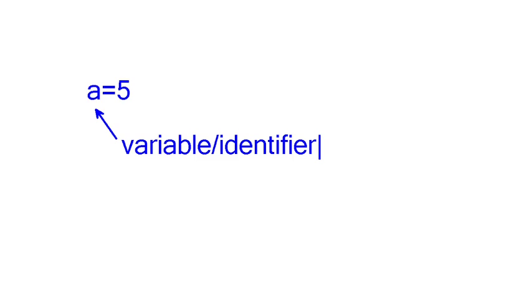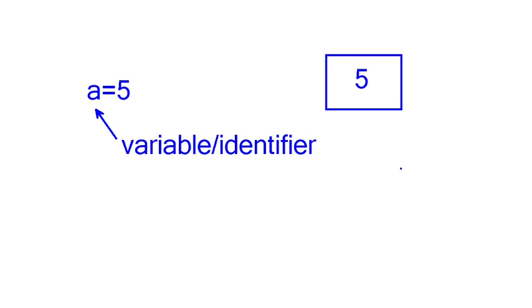Now what happens when I give a is equal to 5? All right, so what happens here? Now when I write a is equal to 5, this 5 will be stored in a computer. Now this 5 will have some memory address location.